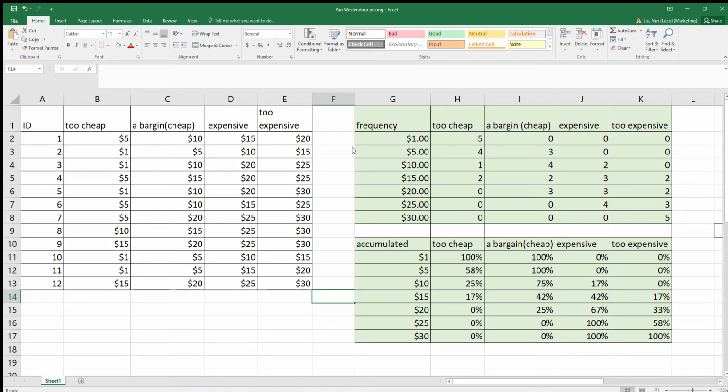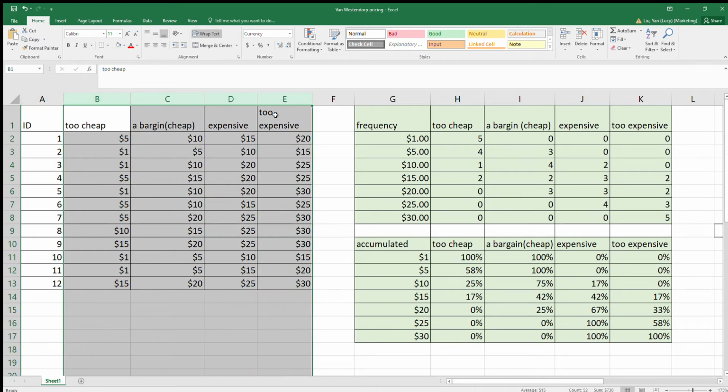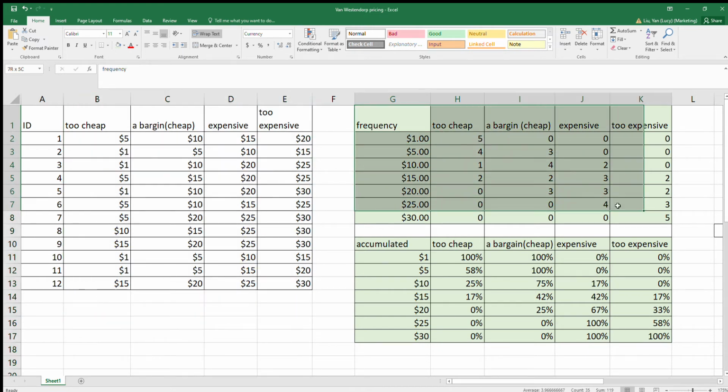Okay, so here I'm going to show you how to use Excel to get the Van Westendorp price sensitivity meter. All right, so here is the data. This is the data we have. We have 12 responses, and there are four prices. So the first thing you need to do is to compute the frequency table.